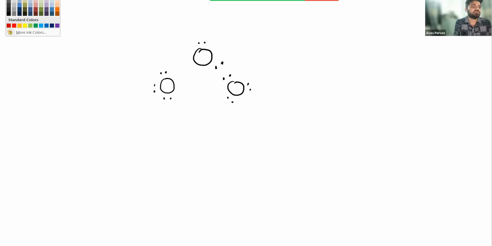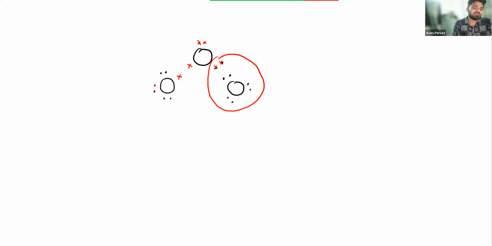Okay, let me explain one more time. Let me mark the electrons of the center atom in red. These are the 6 electrons. Here you will notice that these 6 electrons belong to this one, and a coordinate bond will be formed, because this central atom is going to make 8. This one has shared 2 electrons with the central atom, and it is going to have 8 electrons.